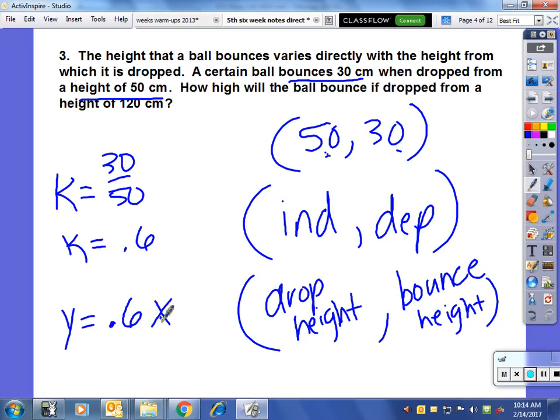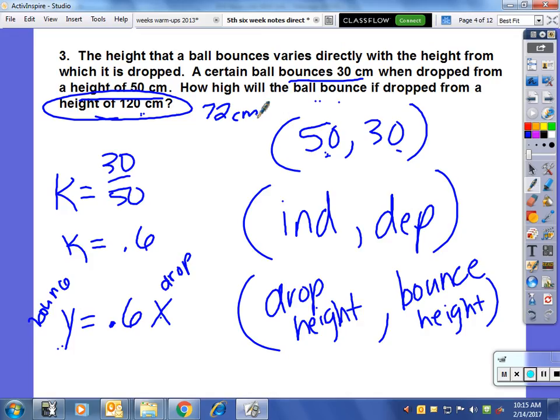Now, what are you putting in? You're putting in drop heights. What are you getting out? Bounce heights. So look at this question. How high will the ball bounce if it's dropped from a height of 120? Where would you put that 120? Is that a y or an x? That's an x. So what would I do with that number? Times it by 0.6. So what would the answer to the question be? 72. If I wanted to answer that question, 72 centimeters.